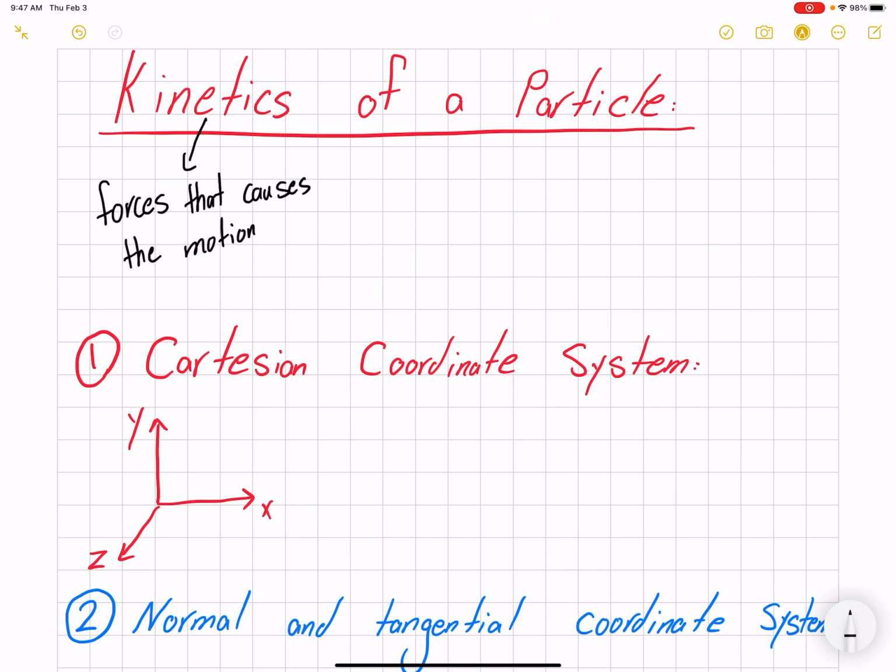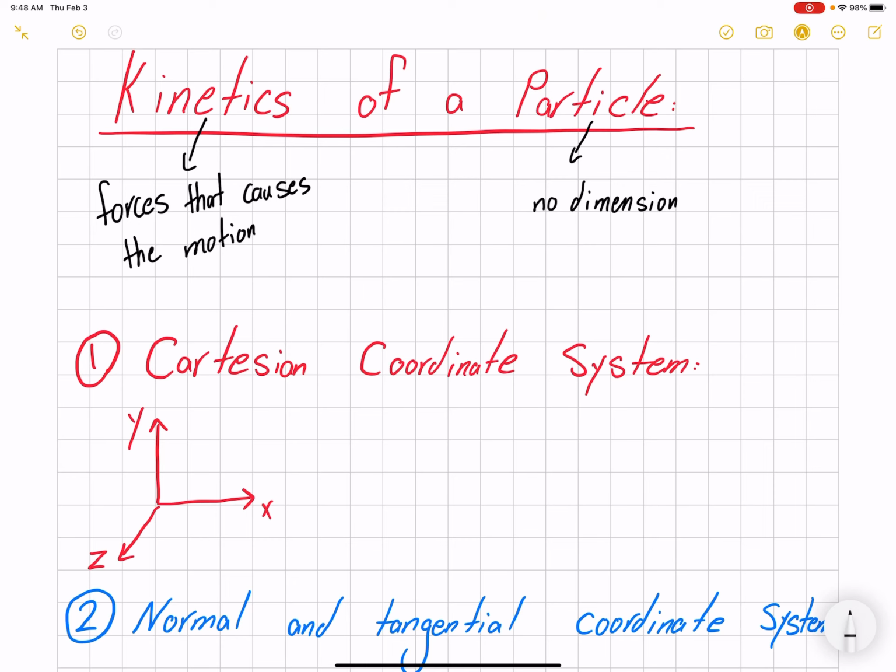And then remember, we are talking about a particle, which means that the dimension is neglected. So no dimension. Therefore, we don't have any moment. We can use different coordinate systems to solve our kinetics problem.